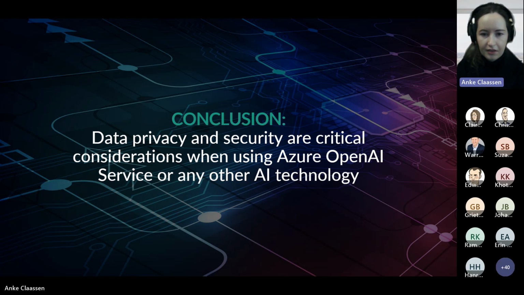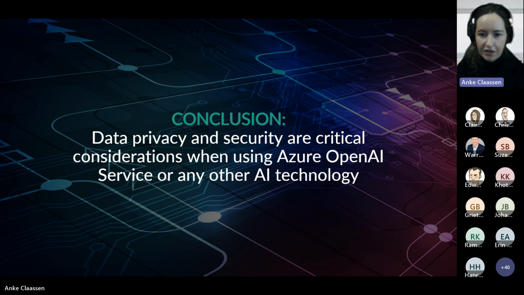So in conclusion, you can safeguard your information and ensure your AI models are built and deployed responsibly by following best practices, understanding and complying with privacy regulations, implementing the robust security measures that are already available, and regularly monitoring and auditing your AI pipeline.